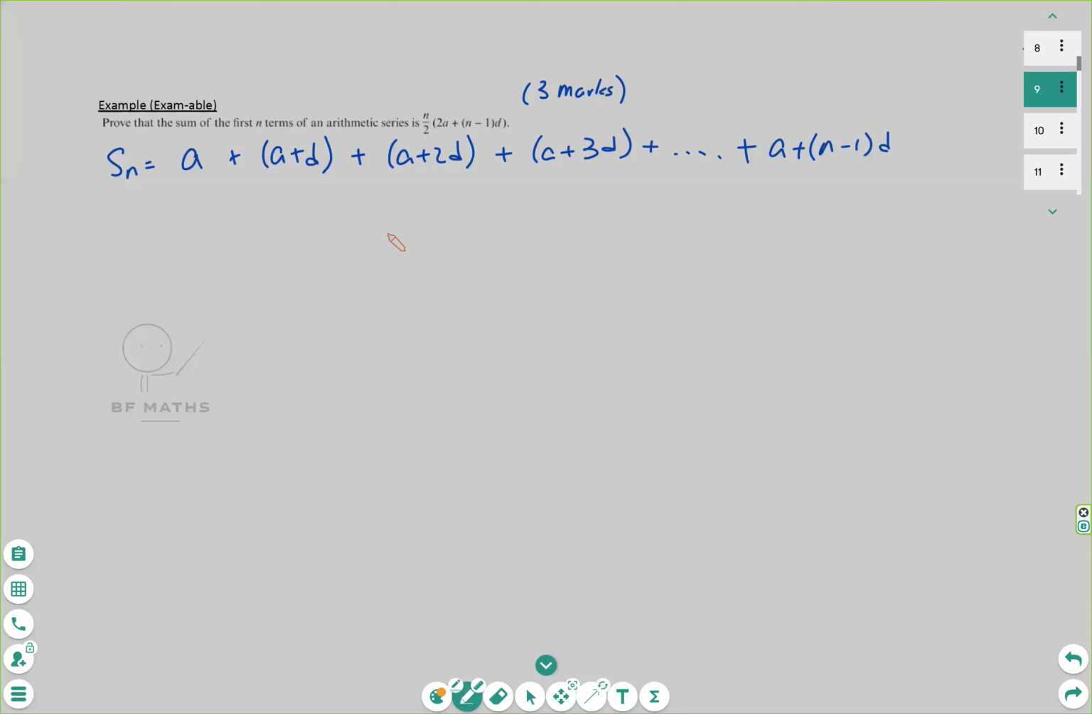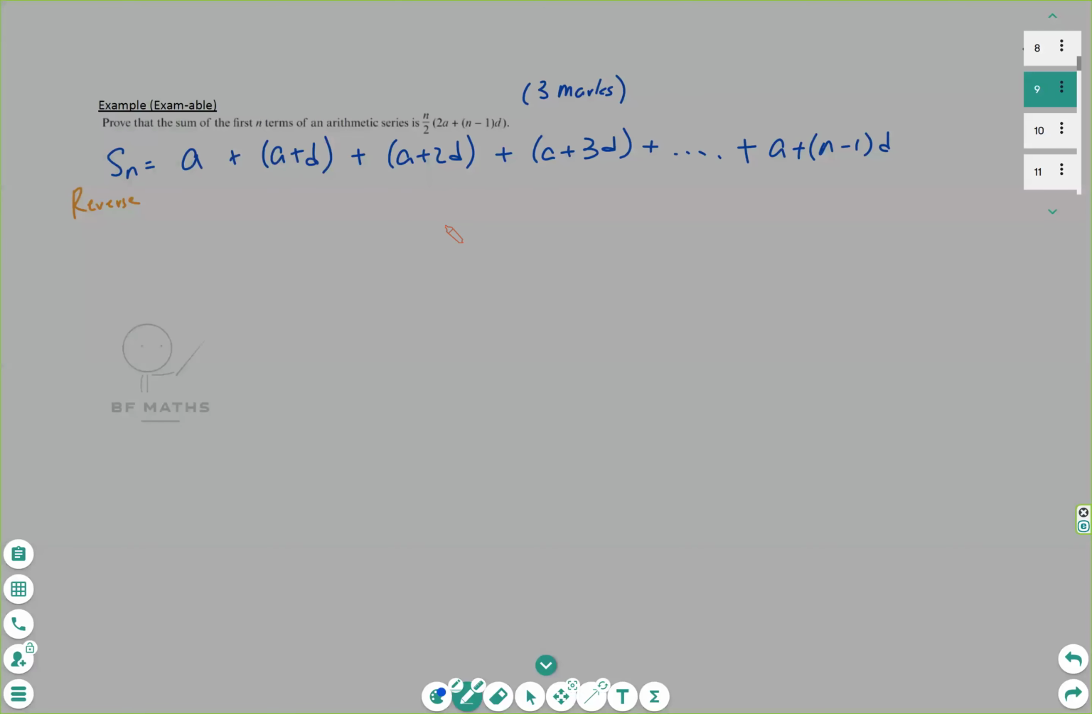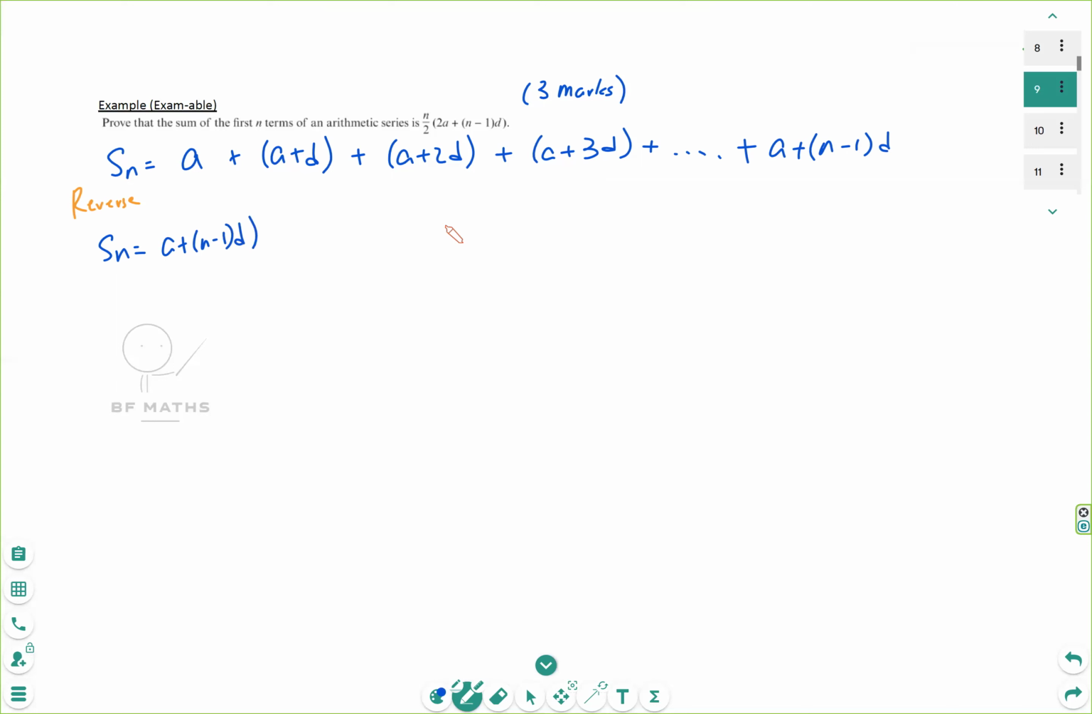Next, we're going to reverse it. So Sn equals a plus n minus 1 times d. Put the last term first. Plus, what's the second last one? It will be a plus n minus 2 times d. Plus, dot, dot, dot, plus, this will go back to the a term, right? Because this will be a plus d, etc. You can imagine.